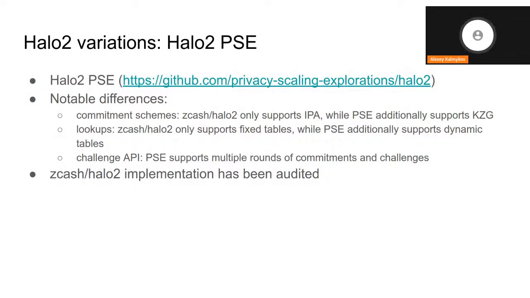As I already slightly mentioned, there are different variations of Halo2. One of the most common is the so-called Halo2 Privacy Scaling Explorations. And this is the fork with a few notable differences. It additionally supports KZG, which is especially good if you don't need to have recursive proofs. It supports dynamic tables. We looked at the fixed tables for the lookup, but there is nothing that stops Halo from extending to support dynamic tables, and this version of Halo supports them. And it also has the so-called challenge API. So the Privacy Scaling Explorations version supports multiple rounds of commitments and challenges.